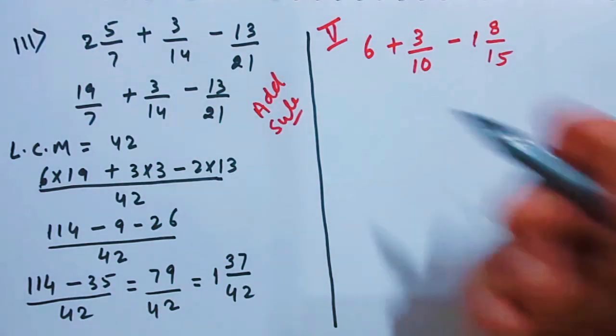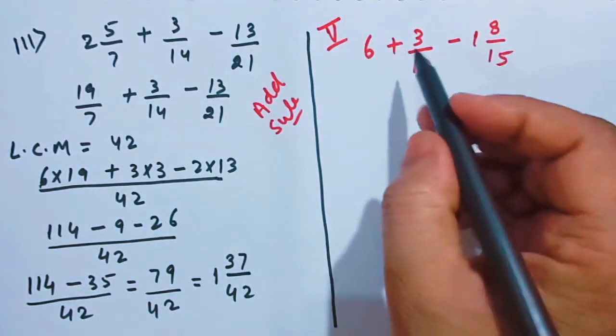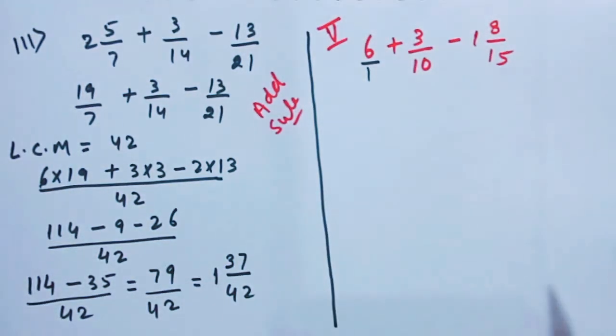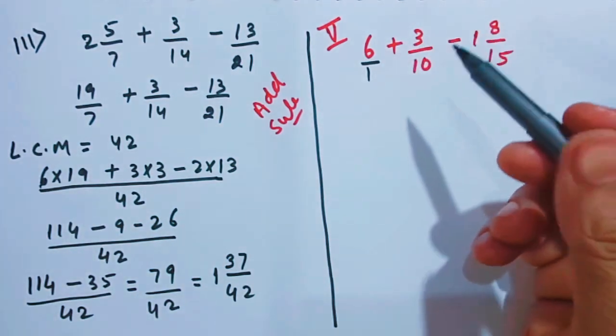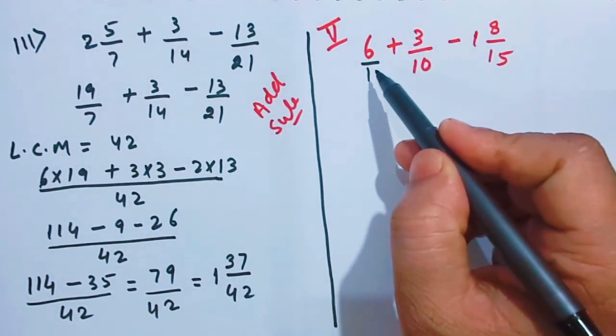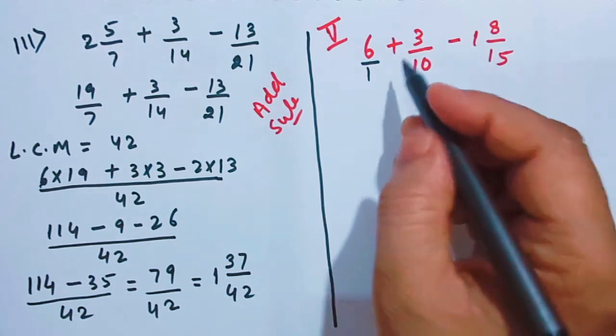So have a look. Here I find that this particular fraction is not in standard form. No problem, just put 1. Okay, because naturally when you have a natural number, you have already been taught that the denominator is 1. The denominator is 1. Come on, have a look.